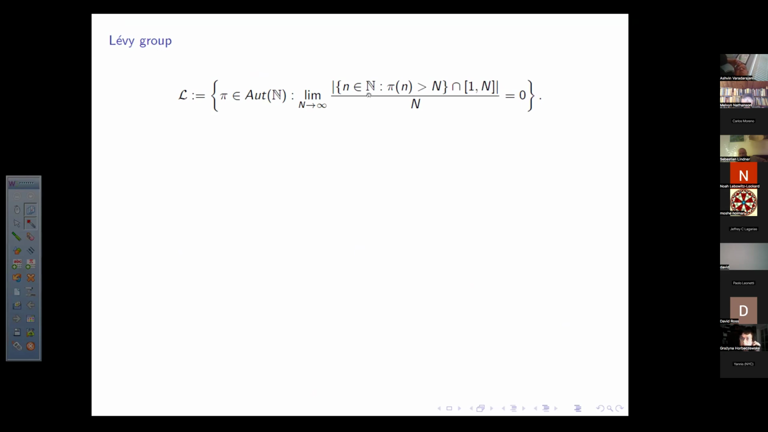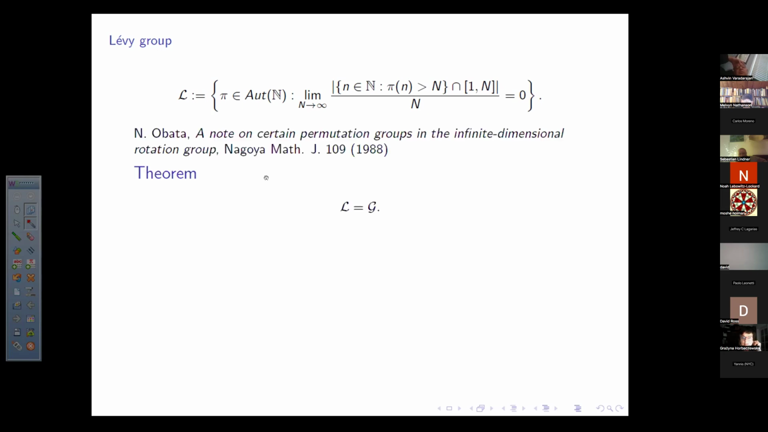So we are checking the set of those n who, after the permutation, go further than n, on the interval from 1 to n. So those who, let's say, jumped over n. That's the definition which is used in functional analysis for this. And Obata showed in this paper that this is exactly the group G, which was considered previously.